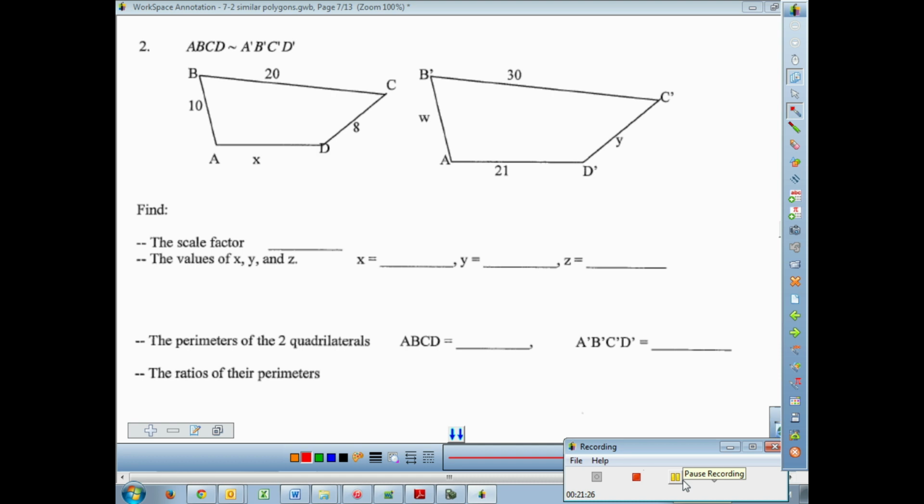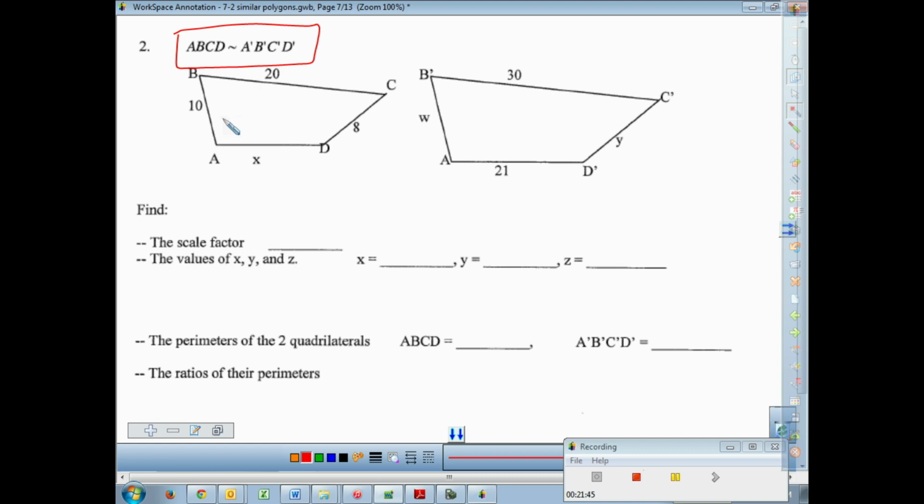Next problem. Are these two polygons similar? Yes or no? Someone said yes. Tell me how you knew that. It tells you so right here. There's a similarity statement. Okay?